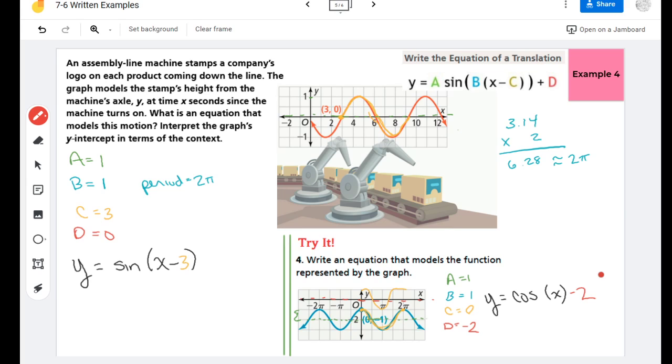So there you guys have it. That is how to write the equation of a translation. Also what to look for with that A and B, because I sense that'll be coming up.